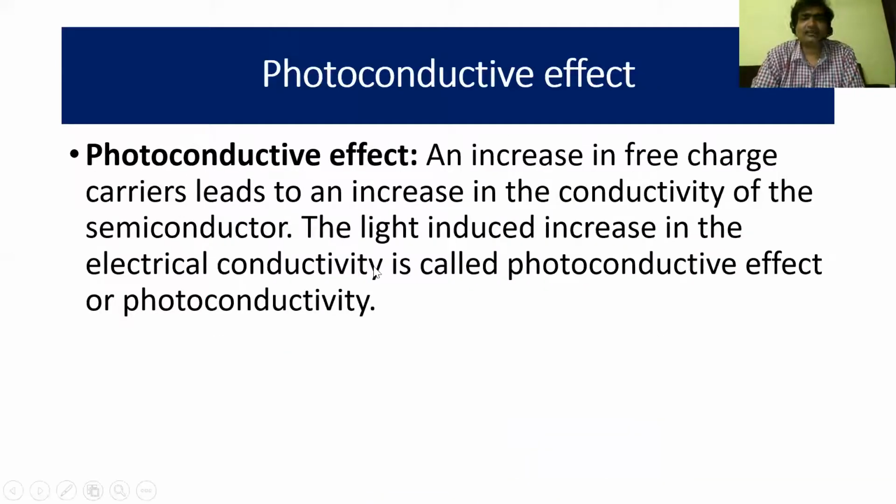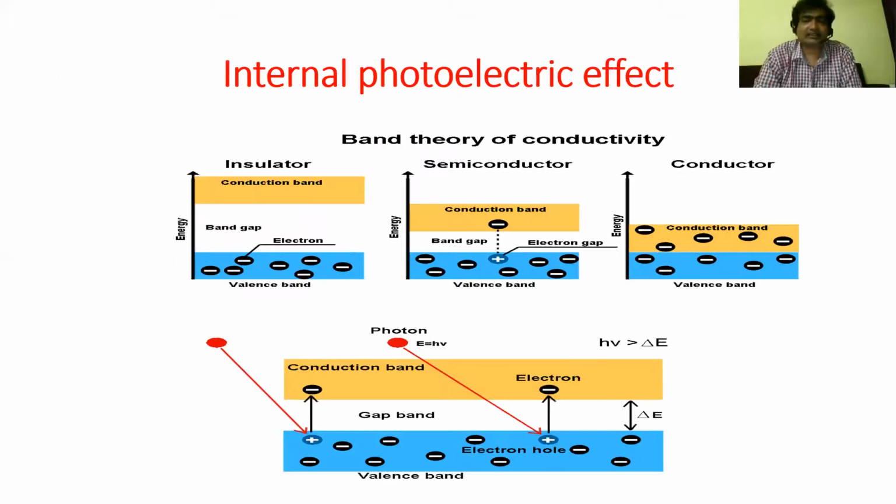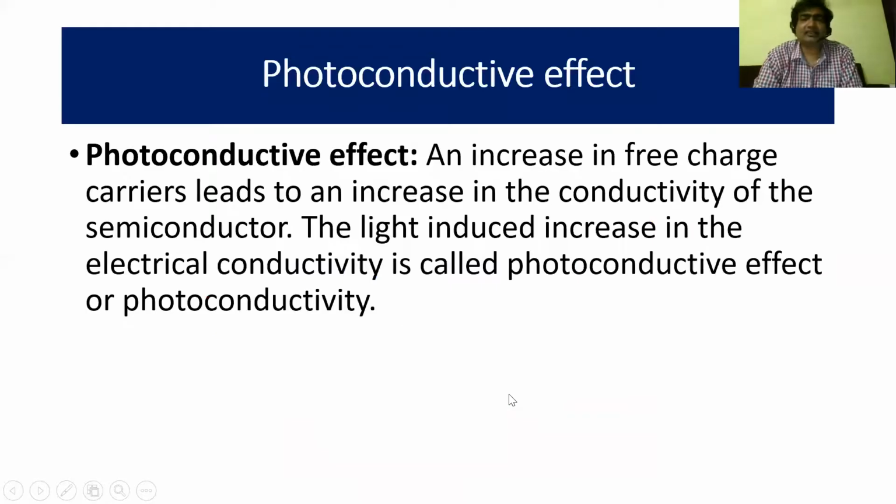Let us see what is the photoconductive effect. An increase in free charge carriers leads to an increase in the conductivity of the semiconductor. Here you see, as a large number of photons fall on this intrinsic semiconductor, you can find a large number of electrons in the conduction band and a large number of holes in the valence band. So it increases the conductivity of the semiconductor. The light-induced increase in electrical conductivity is called the photoconductive effect or photoconductivity.